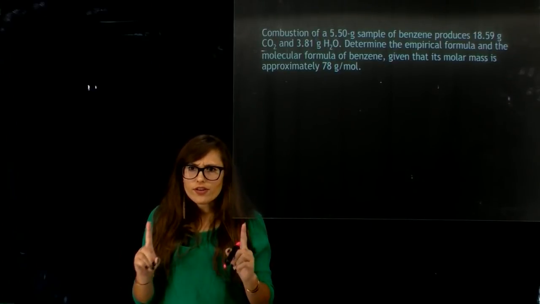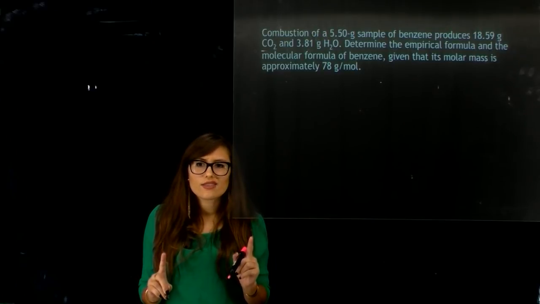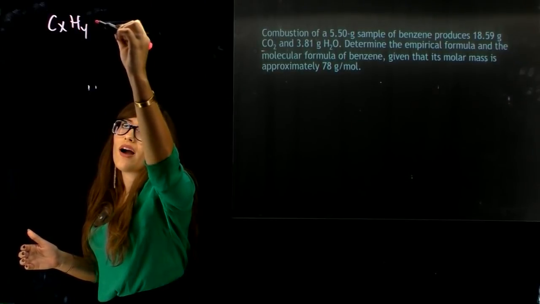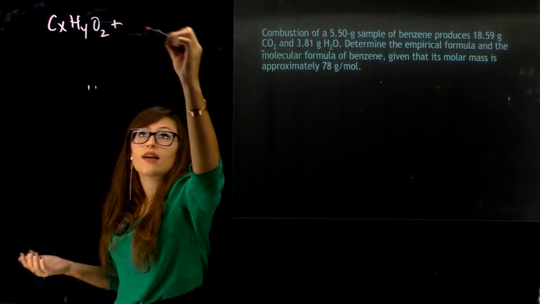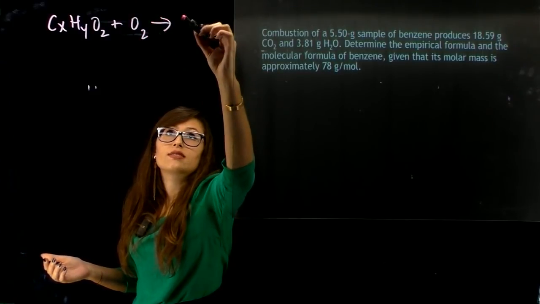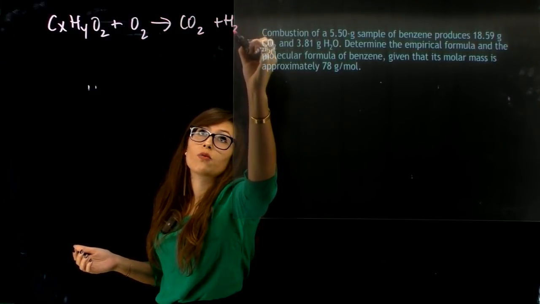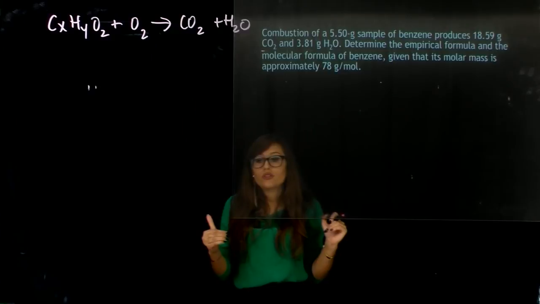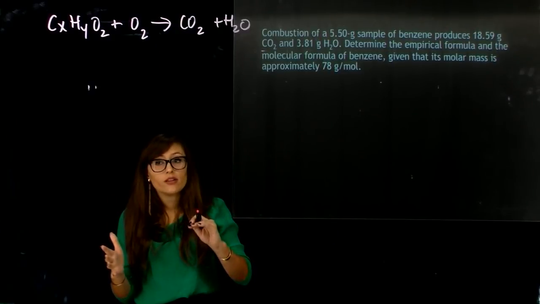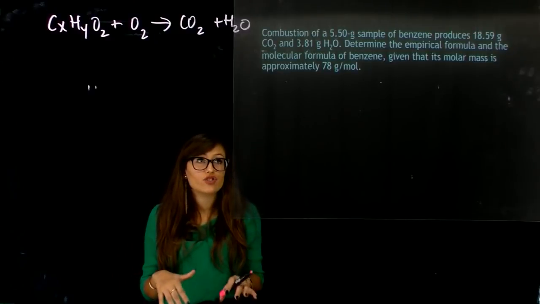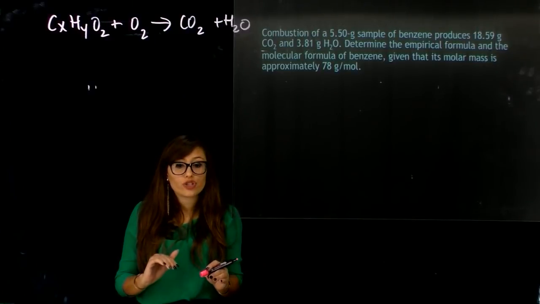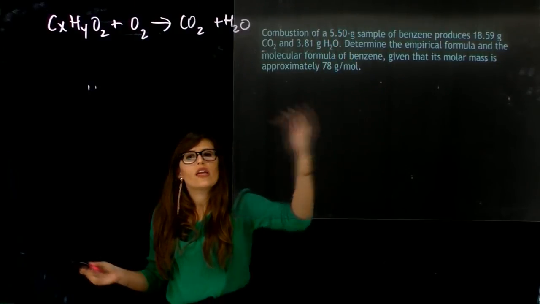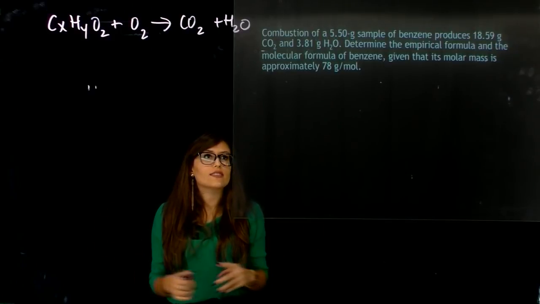So very first thing, when we're doing a combustion analysis, we know we have some organic molecule, CxHyOz, plus oxygen, which gives me CO2 and water. We can use the masses of CO2 and water to determine the mass of carbon and the mass of hydrogen. Once we find those, based off of how much sample we started with, we can determine if there's any oxygen in our system.